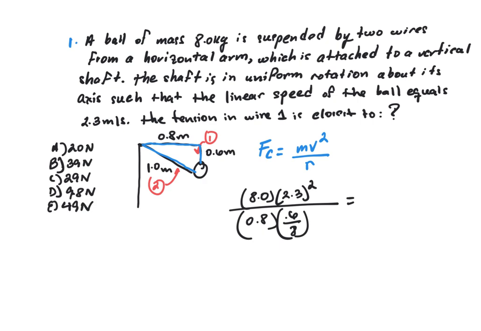If we calculate that value, we get 2.3 squared divided by 0.8 times 0.6 divided by 0.8. We get 39.67. So the answer to our question is going to be letter B, 39.